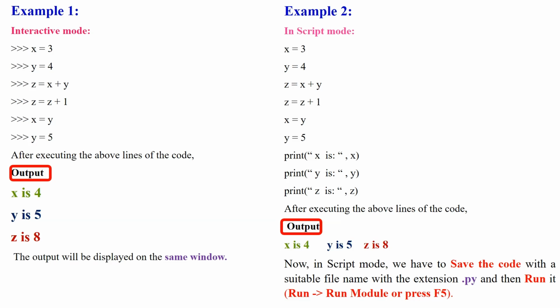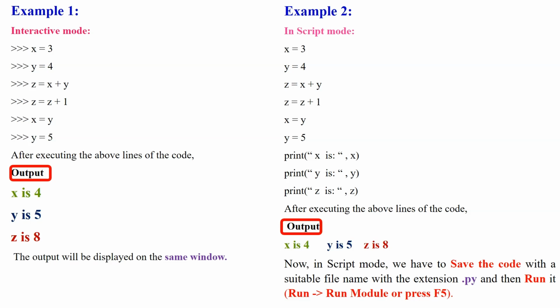Look at example 1. In interactive mode, here, variable x holds the value 3, variable y holds the value 4, variable z holds the value x plus y, so z equals 7. Now z equals z plus 1. So z equals 8. Now variable x holds the value of y, that is 4. So x equals 4 and y equals 5. Hence, the output will be displayed as x equals 4, y equals 5 and z equals 8 in the same window immediately. But look at example 2.